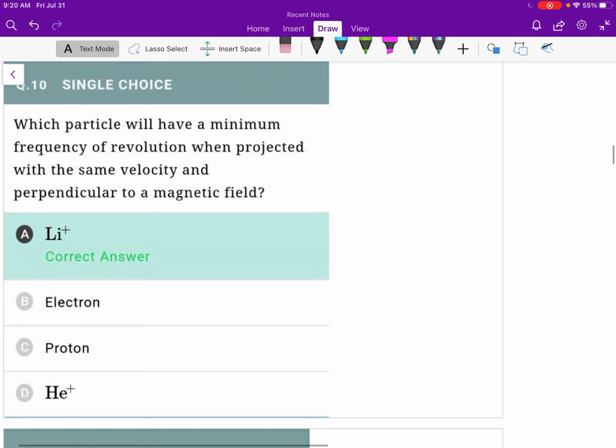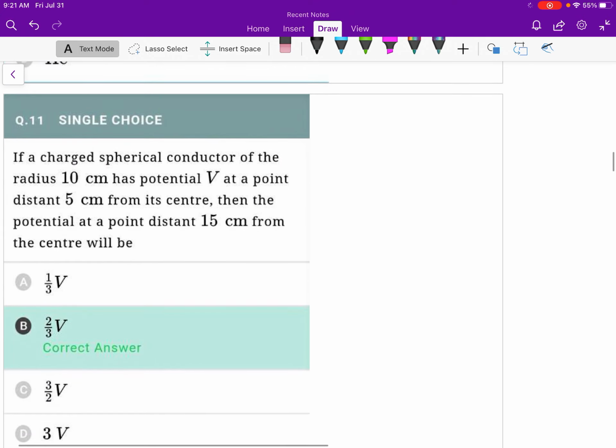Now next, question 10: which particle will have a minimum frequency of revolution when projected with the same velocity and perpendicular to a magnetic field? So frequency is qB upon 2 pi m. All the 4 particles have the same charge, so it is proportional to lithium plus, electron, proton, helium plus. So it is proportional to q upon m. Q upon m is maximum for this one. Q by m is minimum for lithium plus, so it has minimum frequency.